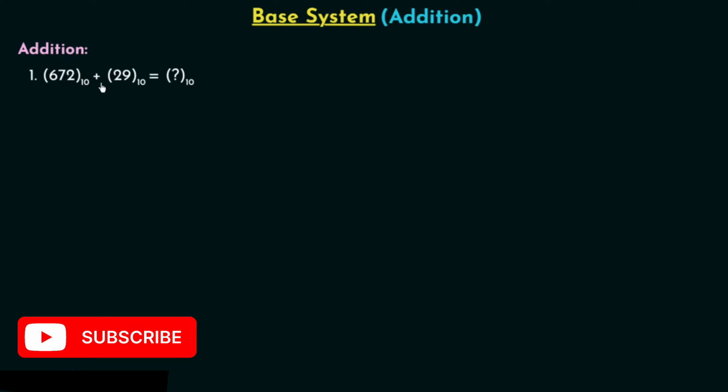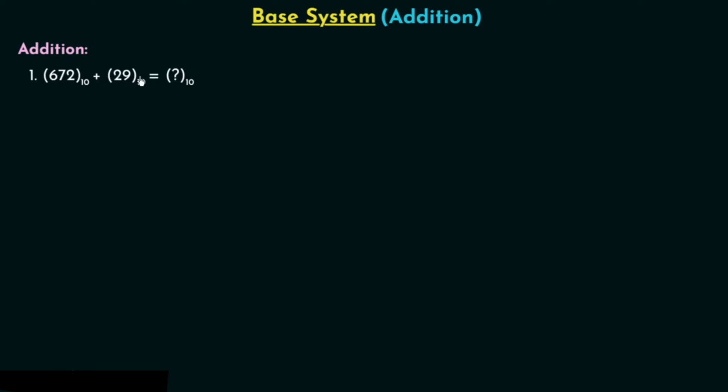672 in decimal when added to 29 in decimal gives us what in decimal? So we have two numbers and we want to add these two numbers. Both of them are in the decimal number system and the result of addition is also in the decimal number system. So let us understand the complete mechanism of addition in the decimal number system.